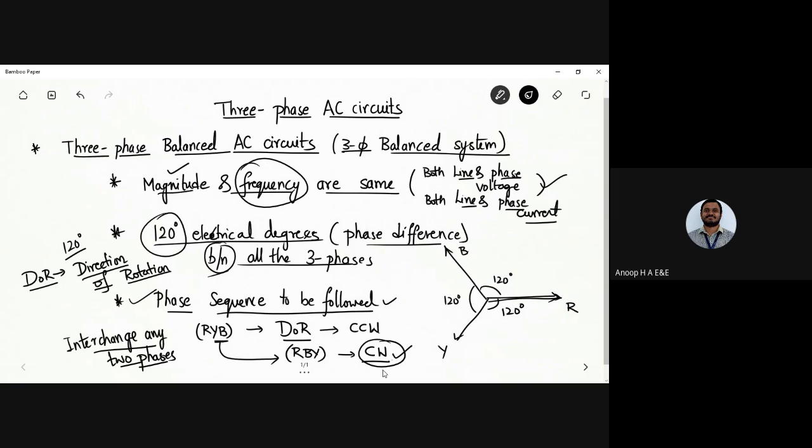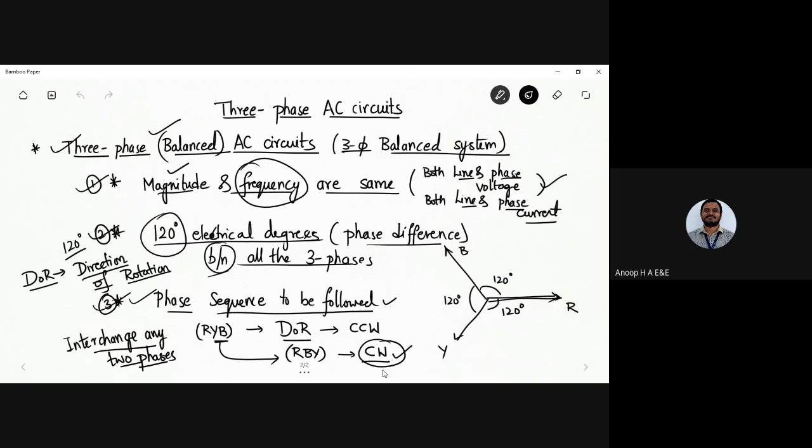These are the points that we need to keep in mind to say it is a balanced system, a three-phase balanced AC circuit. Always we have to understand that all the numerical problems and the derivation part that we are going to discuss will be for a three-phase balanced AC circuit. So these are the three points: point number 1, point number 2, and point number 3. All these three points have to be satisfied.